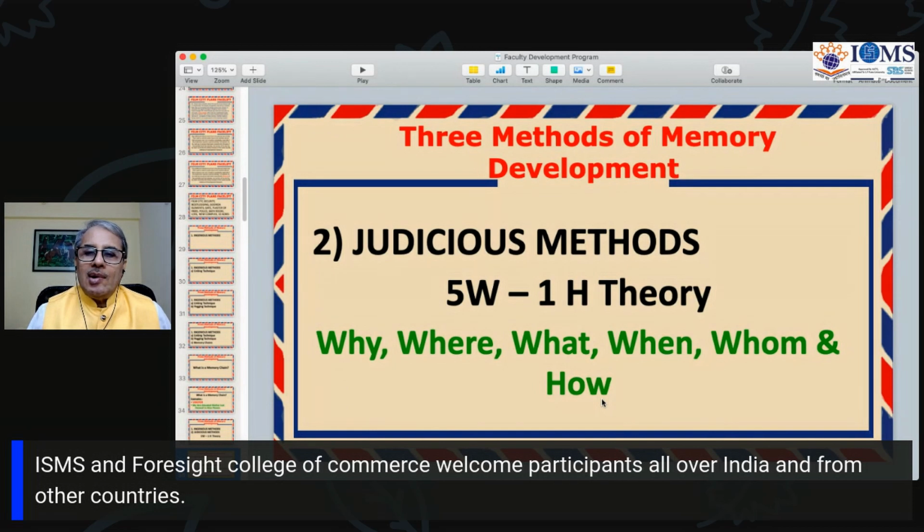For example, why does the lightning come earlier than thunder? Why is there some space between two railway tracks, etc.? If the students are encouraged to ask questions, then they remember the chapter on a permanent basis.